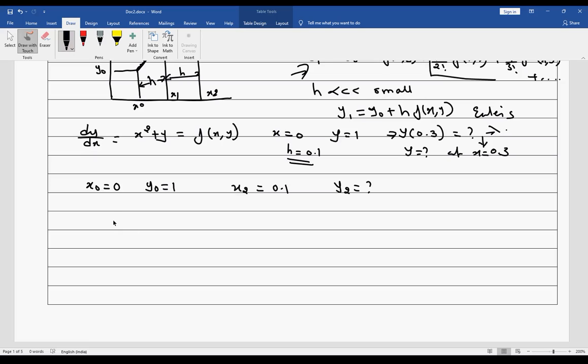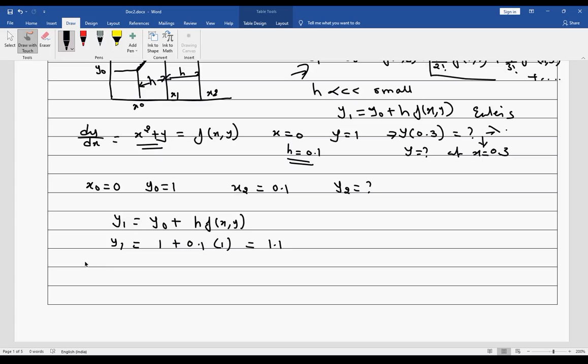Therefore, I write the formula y1 is equal to y0 plus h into f of x1. So my y1 will be equal to my initial y0, which is 1, plus h, which is 0.1, times f of x, y, which is x square plus y. So x is 0 plus y is 1. So I am going to get 1. Okay. So that gives me 1.1. This is what I will have as y1.